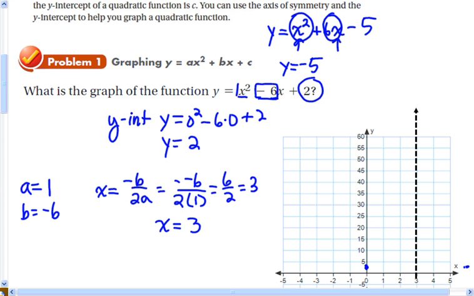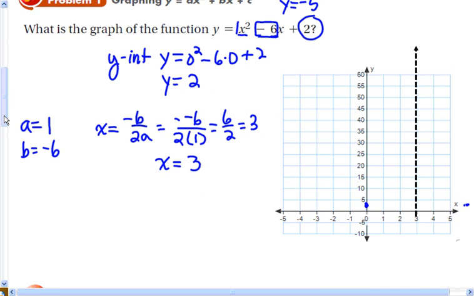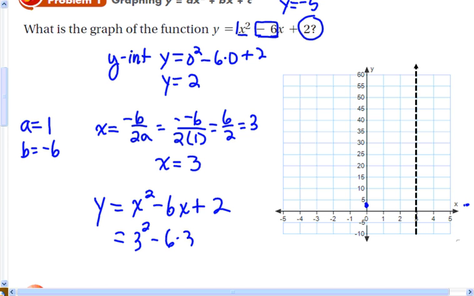All right, so one other thing we can do is find one more point just to help us out here. An important point to graph would be the vertex. And the vertex will be right on this axis of symmetry. The value of x there is 3, so what I can do is take my function and find the output of that function when the input is 3 to get that vertex point. So I'm just going to substitute 3 in for x. And that gives me 9 minus 18 plus 2, which is negative 9 plus 2, which is negative 7. So my vertex is at negative 7.